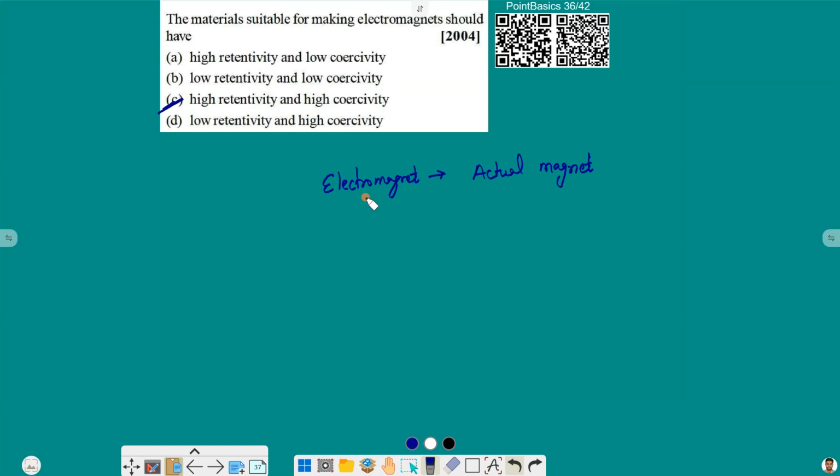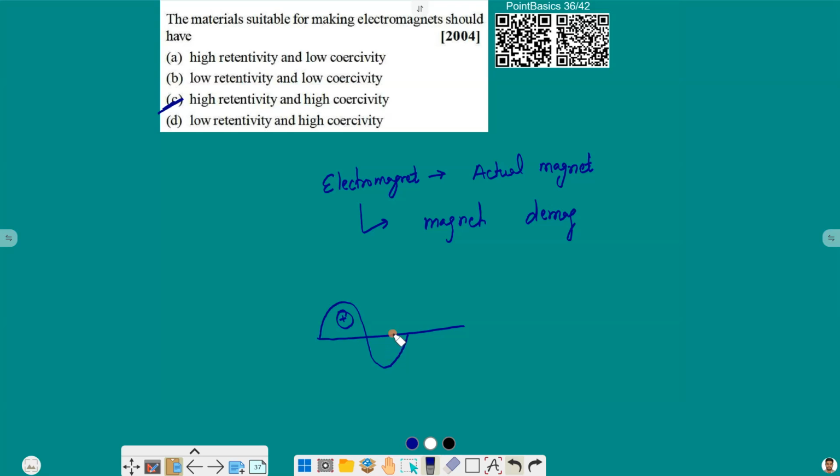But if we are using an electromagnet in a transformer core, the electromagnet is kept in cycles of magnetization and demagnetization. Here electromagnets go through cycles of magnetization and demagnetization. And why does this happen? Because in an electromagnet, AC flows through the circuit. So in the positive half of the cycle, the electromagnet gets magnetized. In the negative half of the cycle, it gets demagnetized.